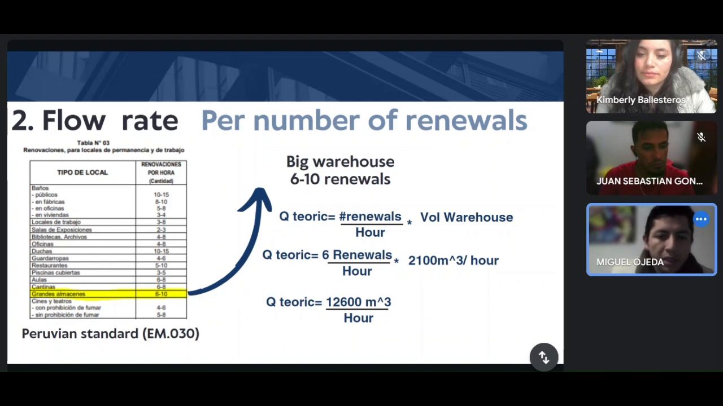With this data, the total theoretical flow rate is calculated for the volume of the warehouse. That result is 12,600 cubic meters per hour.